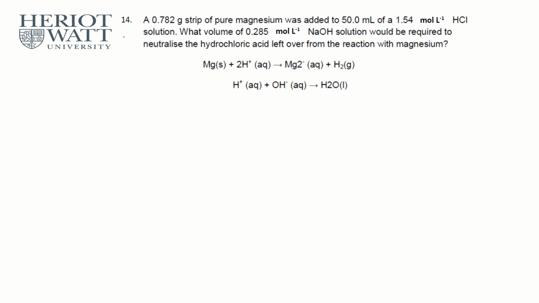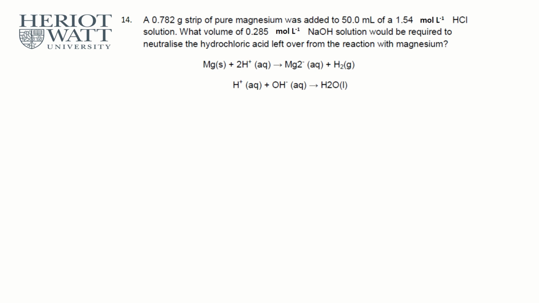0.782 grams of pure magnesium was added to 50 ml of the 1.54 mole per liter of HCl solutions. Now, they give you the mass of magnesium as well as the concentration and the volume of HCl, two compounds reacting here. What volume of NaOH solution will be required to neutralize the hydrochloric acid left over from the reaction?